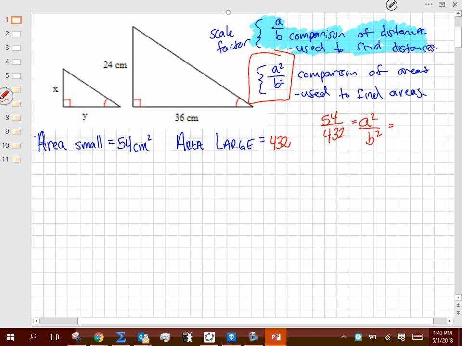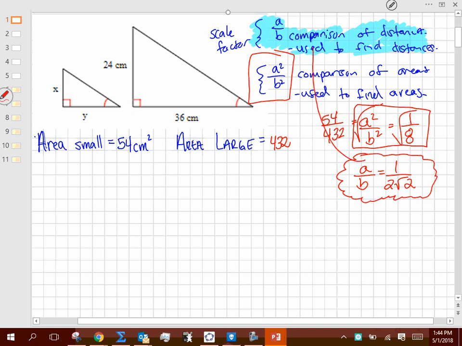Now I'm going to reduce it, and it reduces to 1/8. If A squared over B squared is equal to 1/8, would you guys agree that if I square root that, I get A over B? That makes sense? Now I would want to square root this as well. Square root of 1 is 1. Square root of 8 is 2 radical 2. Is that now a comparison of distances?